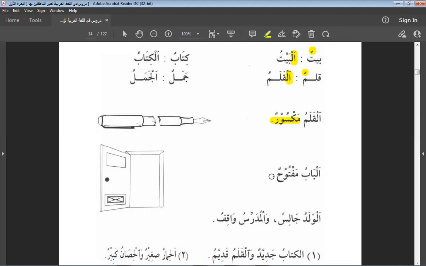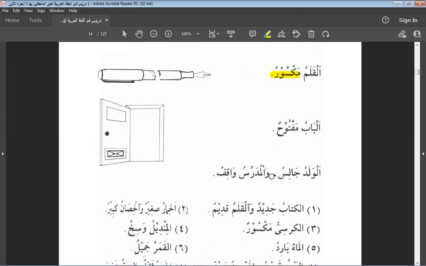We have already seen something about the nominal sentence in the lesson too far, where we discussed types of sentences. When we say a nominal sentence, you have a noun beginning the sentence, and then the second part of it is the predicate. The first part of the nominal sentence is the noun that begins it.